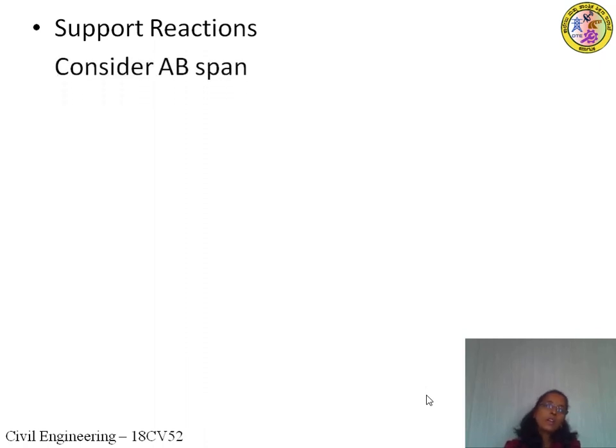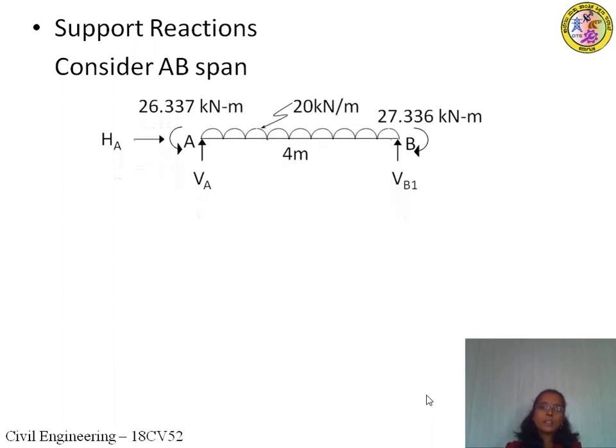Reactions are calculated by considering each span separately. So first let us consider member AB. With the end moments, since end A is a fixed end, let us consider HA and VA as the reactions, and at B we have VB1. MAB is minus 26.337, therefore it is shown in the anti-clockwise direction, and MBA is plus 27.336, therefore it is shown in the clockwise direction.